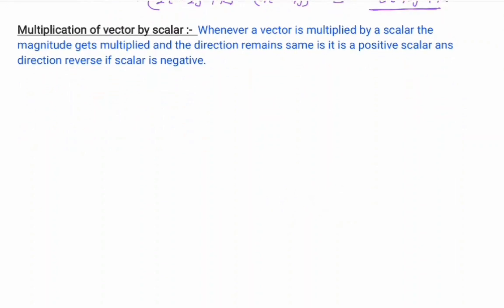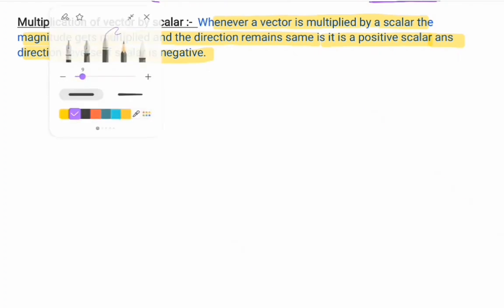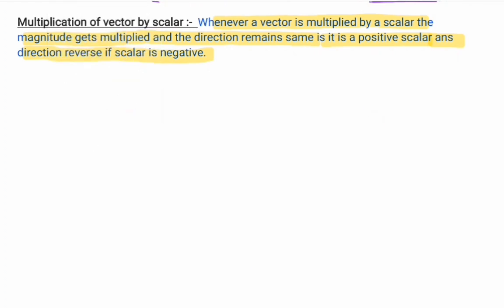Multiplication of a vector by a scalar. Suppose the vector is given and we are going to multiply that vector with some scalar quantity. Just read what is written over here. Whenever a vector is multiplied by a scalar, the magnitude gets multiplied and the direction remains the same if it is a positive scalar, and the direction reverses if the scalar is negative. Just look at what it says.